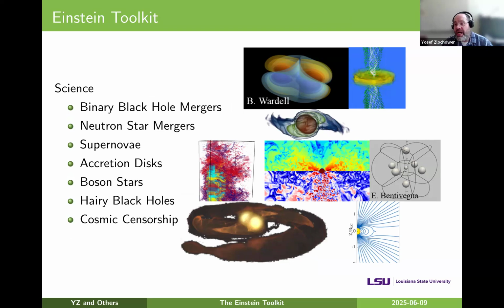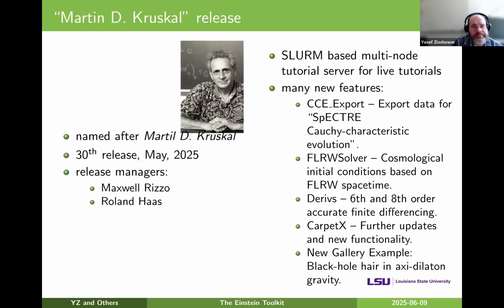As we saw in the previous talk, binary black hole mergers are routinely done with the Einstein Toolkit. Also neutron star mergers, supernova calculations, accretion simulations, and boson stars, and also simulations of cosmic censorship and black holes with hair, and modified theories of gravity, and many others. The latest release is codenamed the Kruskal release. It's named after Martin Kruskal, and it was released at the end of May. You can see the release managers, and I want to thank them.